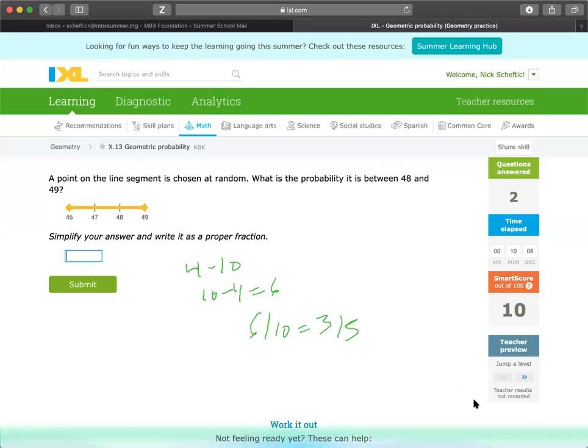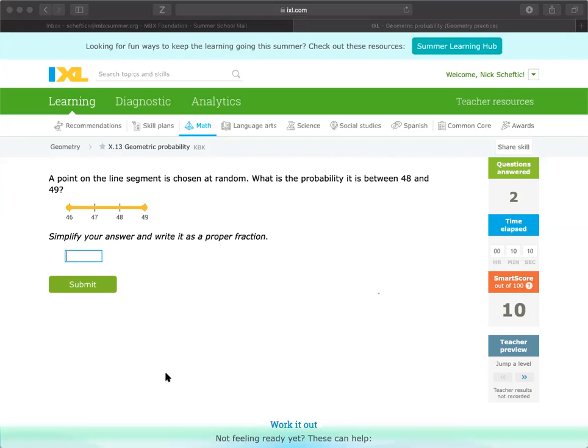All right, looking at the next problem here. A point on the line segment is chosen at random. What is the probability that it is between 48 and 49? Okay, so if I break this up into 1, 2, 3 equal parts, probably between 48 and 49. Okay, so that's going to be one third right there.